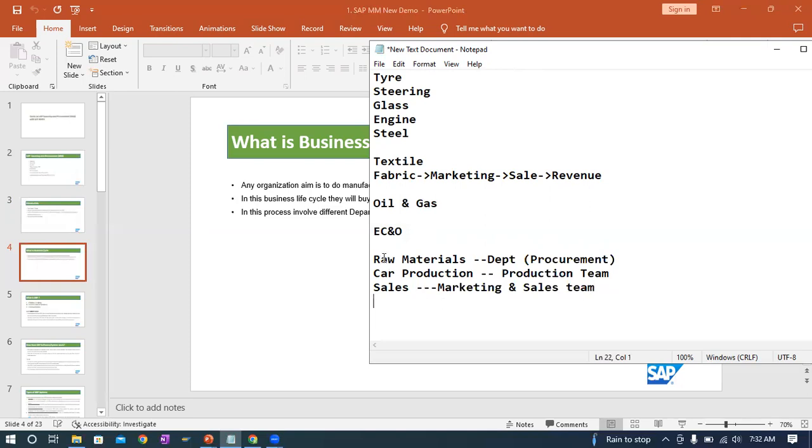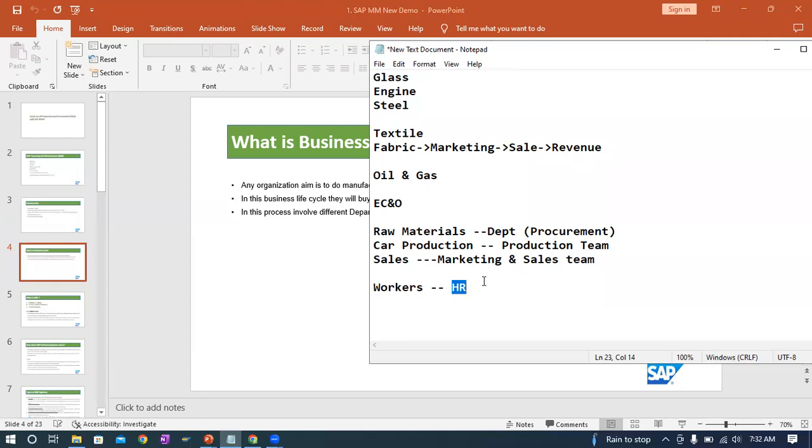If we have raw material, can you produce the car with only that? Ultimately we also require employees or workers. Who will handle these workers? We have the HR department, the human resource department. They will recruit the workers and pay the salaries. They will see the attendance; everything is handled by the HR department.